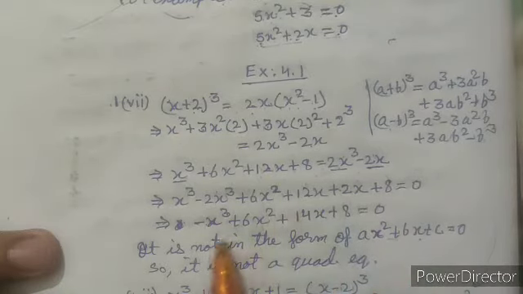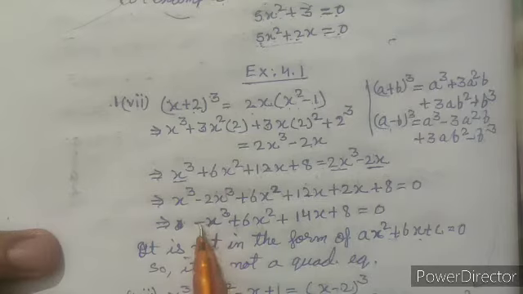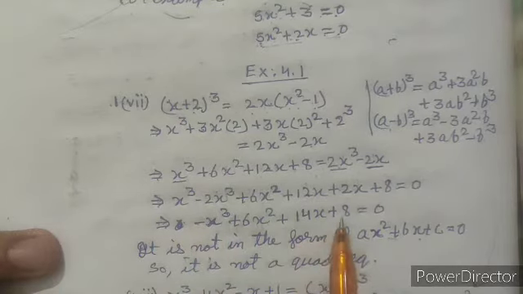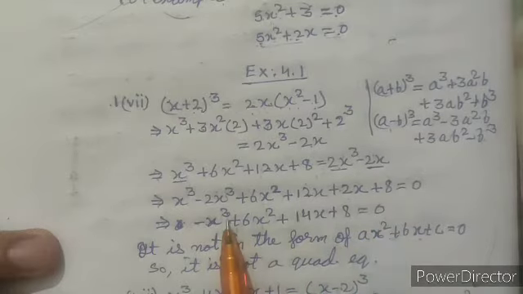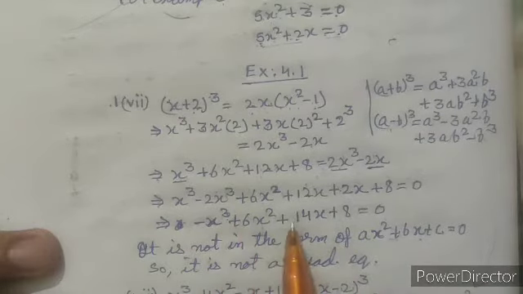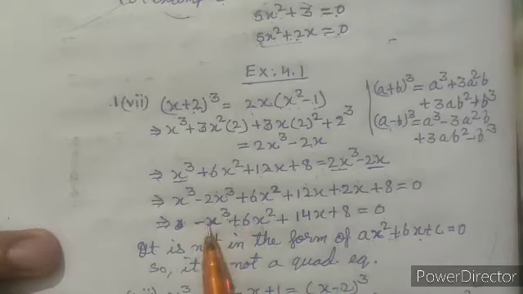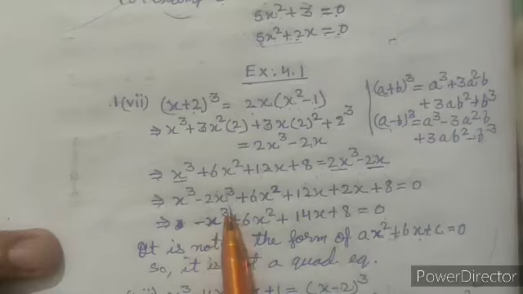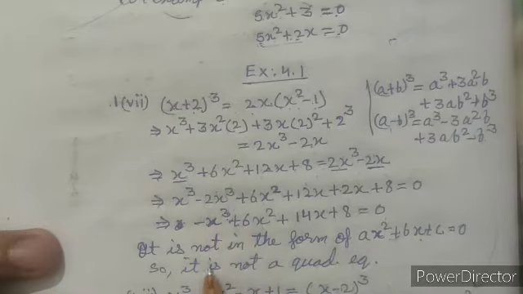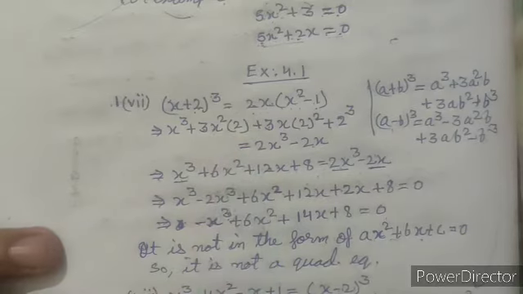On solving this, we get an equation of the form −x³ + 6x² + 14x + 8 = 0, and it is not in the form of ax² + bx + c = 0, as the highest power of the variable x here is 3. So we can say that it is not a quadratic equation. It doesn't represent a quadratic equation.